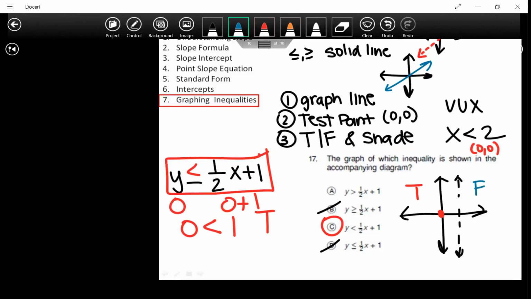So when we plug it in, let's go ahead and plug in 0. Is 0 less than 2? Is that true or false? Is 0 less than 2? Yes. So because the statement is true, we shade to the true side.